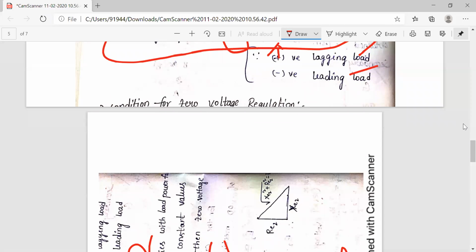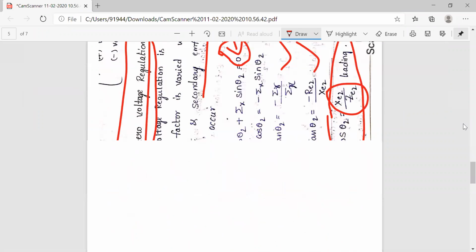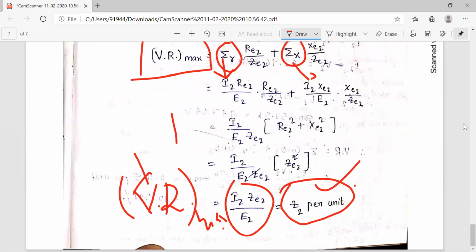Next, the conditions. For zero voltage regulation, cos theta equals x equivalent 2 by z equivalent 2. For maximum voltage regulation, cos theta equals r equivalent 2 by z equivalent 2. For zero voltage regulation, it is the reactance component by the impedance component. For maximum voltage regulation, it is the resistance component by the impedance component. These are the conditions. The maximum voltage regulation value is the per unit impedance value.